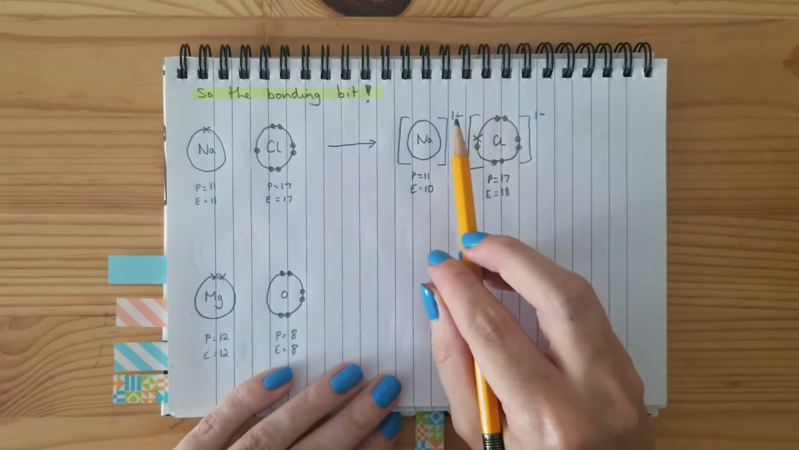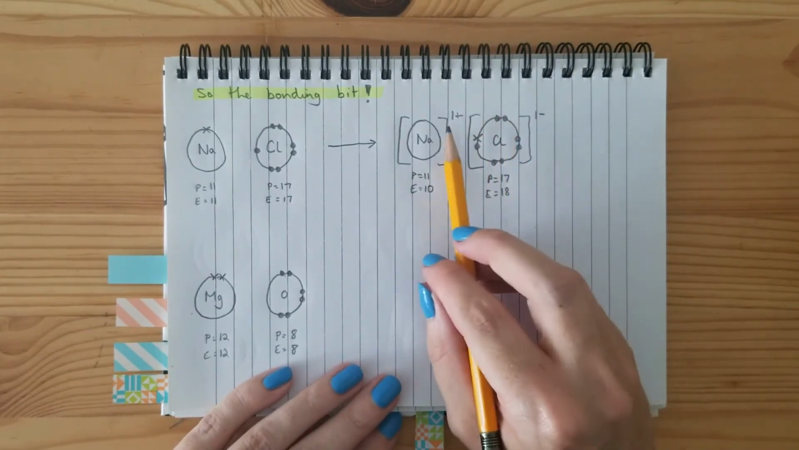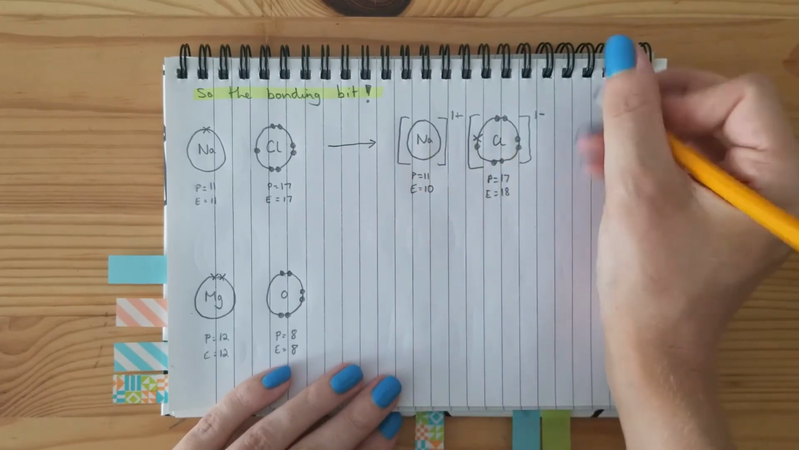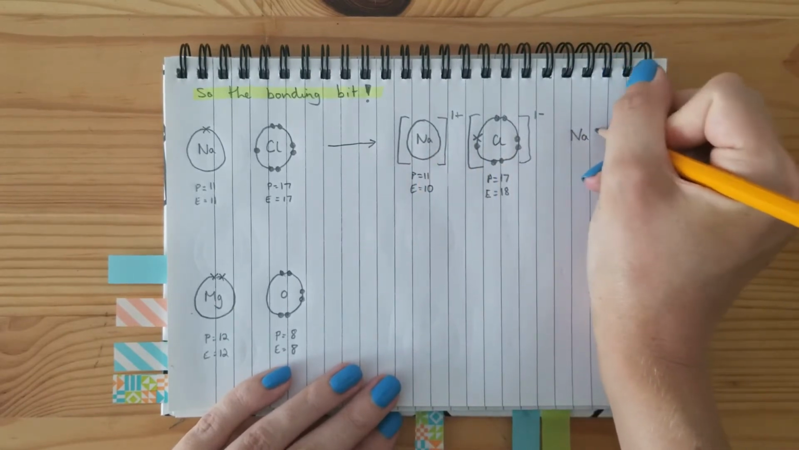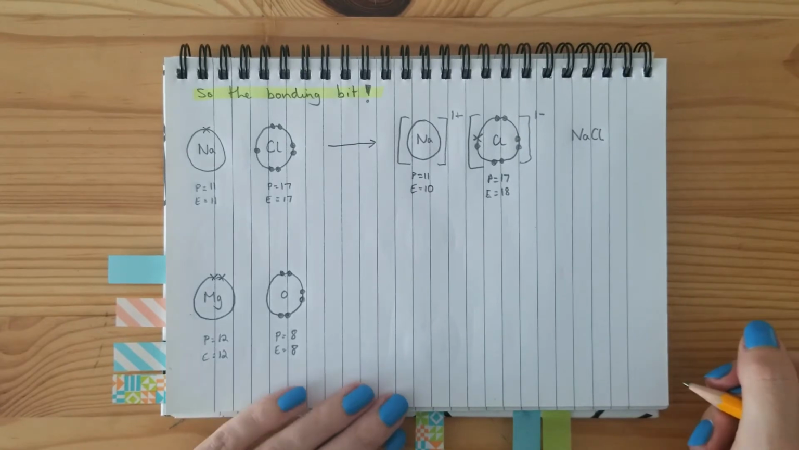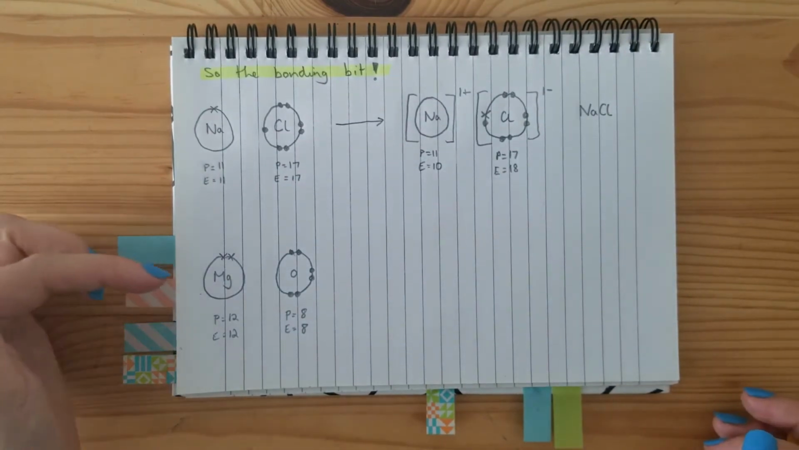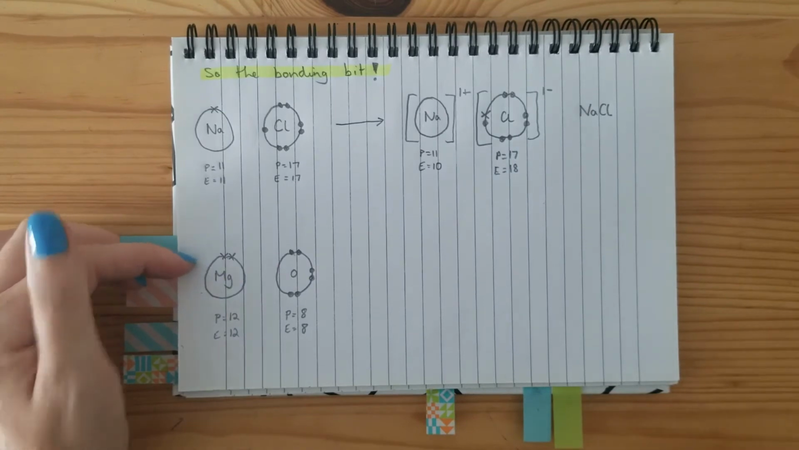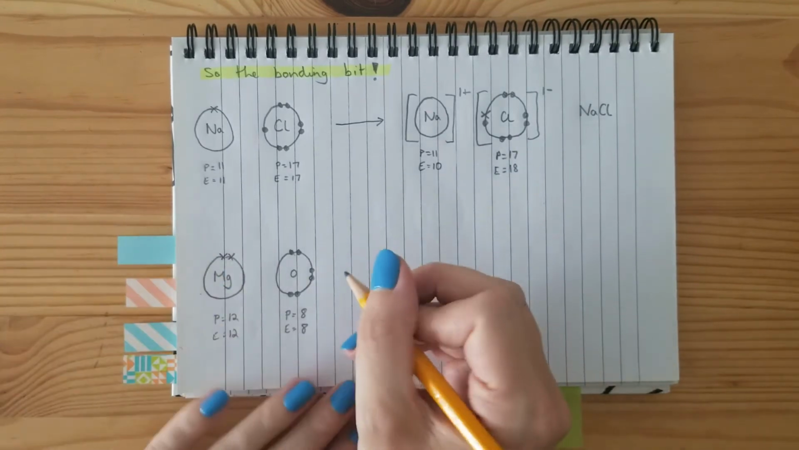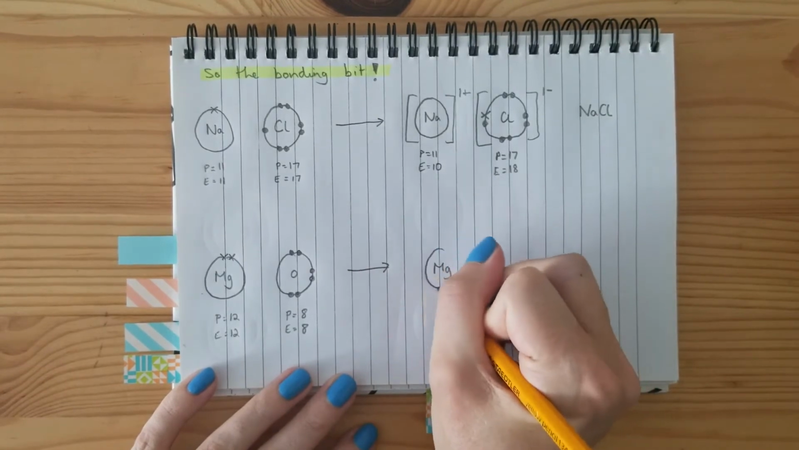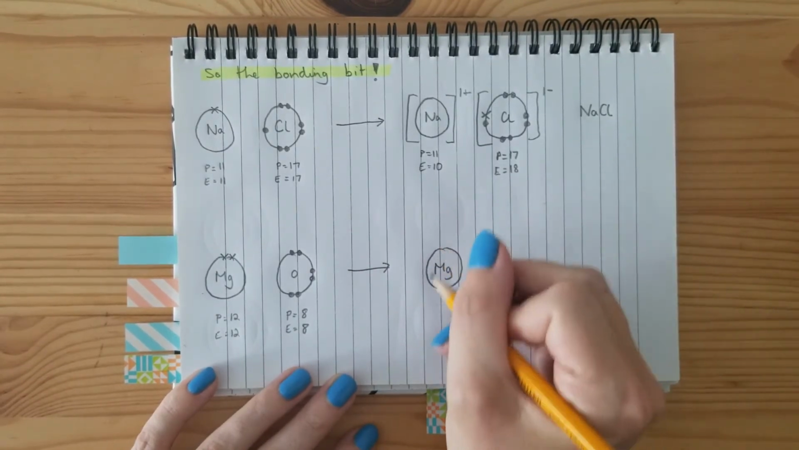Now, because both the 1 plus and the 1 minus are equal, that means we only need 1 of each of them. We need 1 sodium and 1 chlorine to make this work. So the formula would be NaCl, or normal salt. In a similar way, magnesium and oxygen. Magnesium's got 2 on its outside shell that it wants to lose. Oxygen has 2 gaps, so they can bond together very, very easily to form an empty magnesium outside shell.